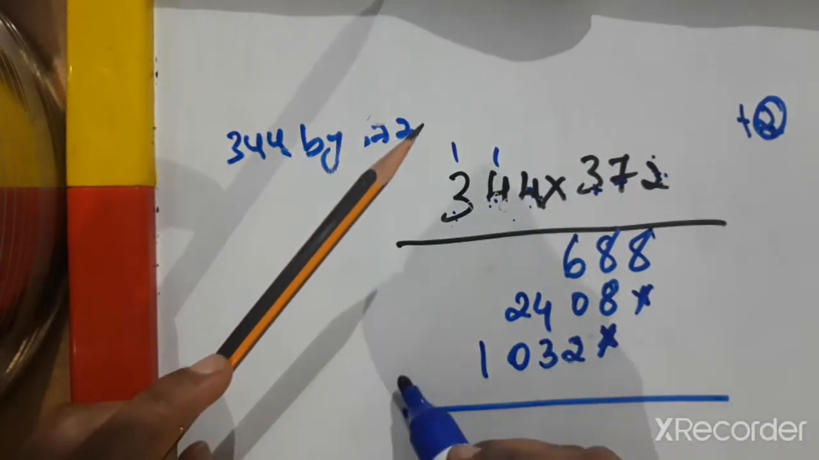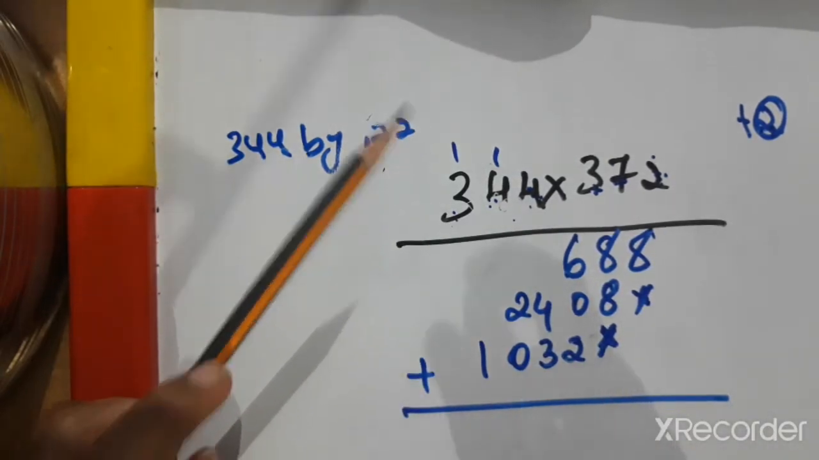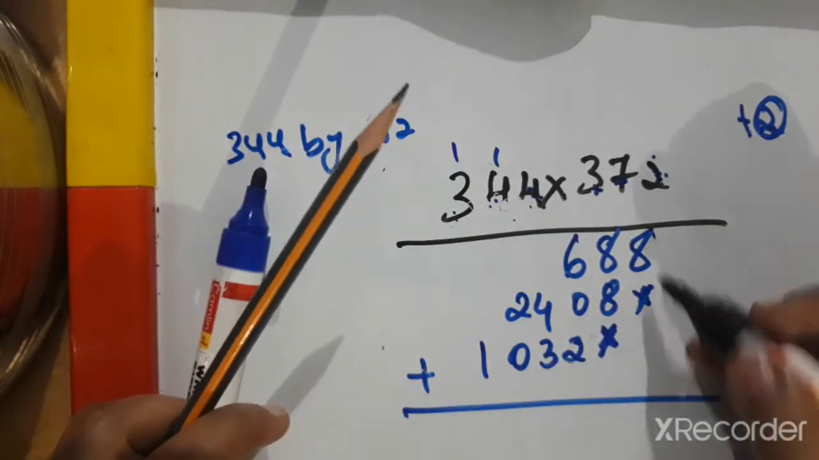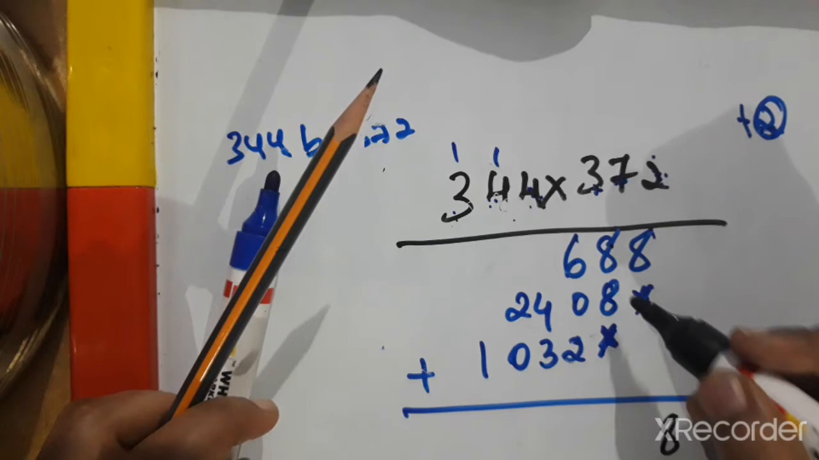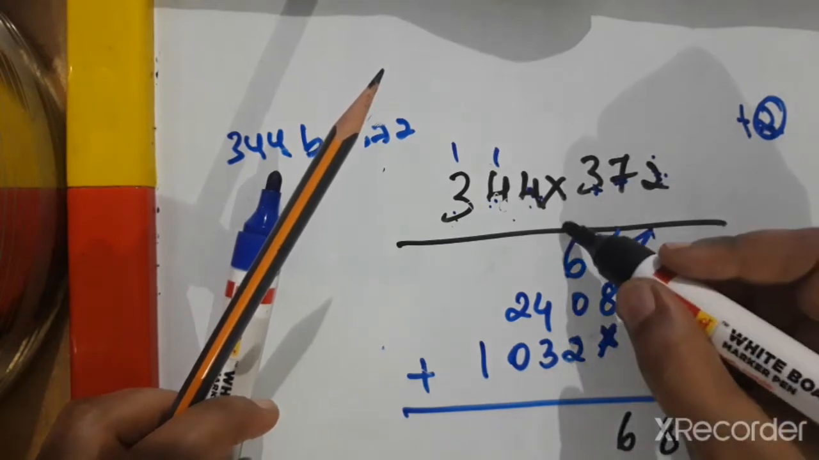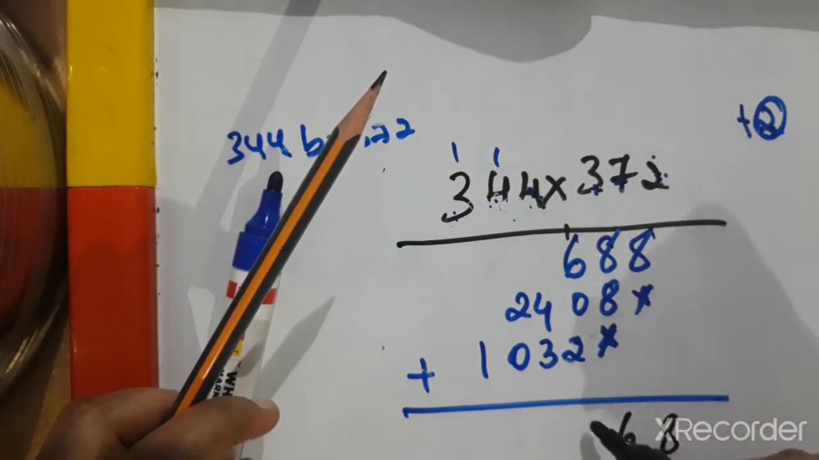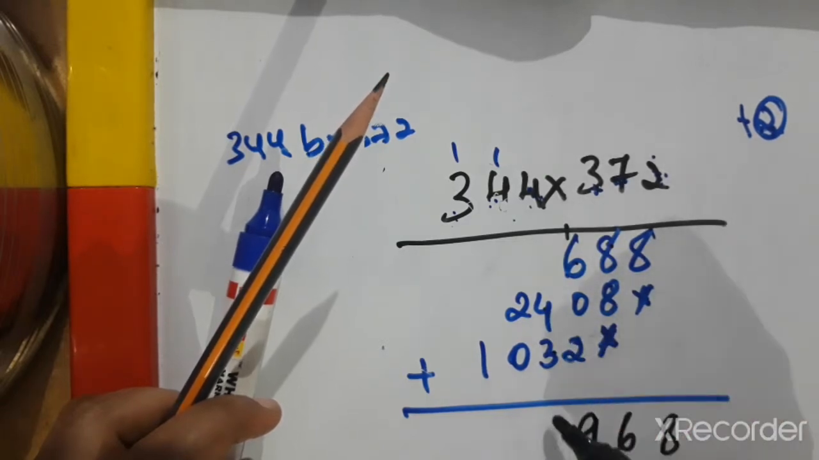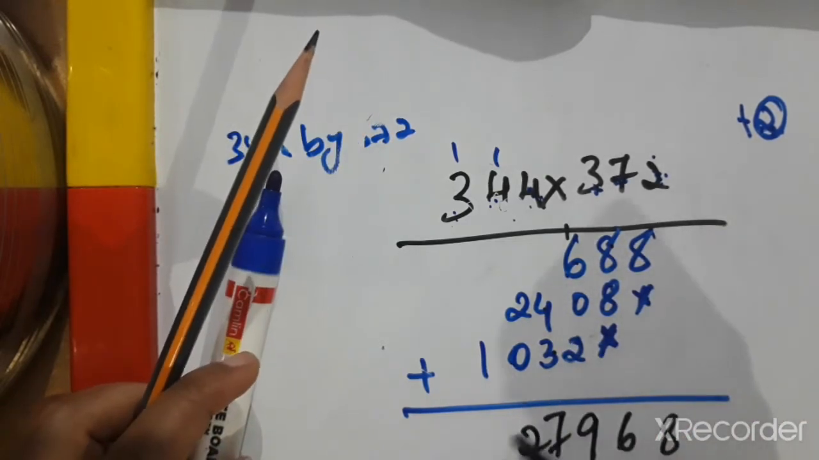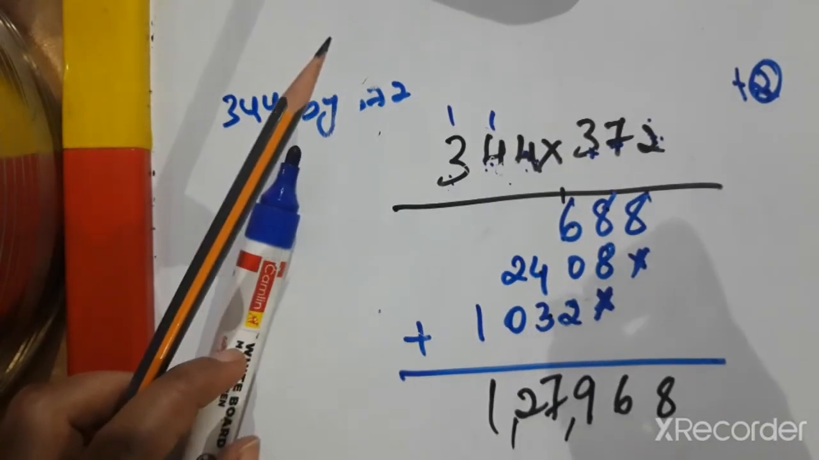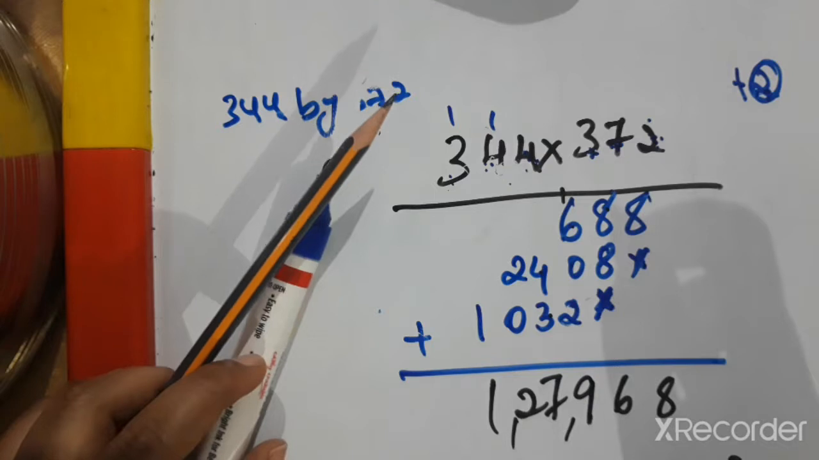And here we have to add the numbers total. Add the totals here, children. 8 as it is. 8 plus 8 is 16. So 6 here, 1 carry to the next place. 1 plus 6 is 7, 7 plus 2 is 9. 4 plus 3 is 7. And 2 as it is, 1. Answer is 1,27,968.